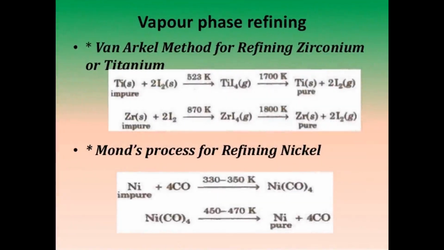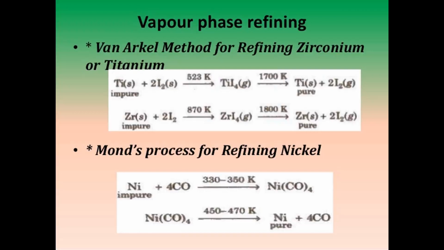Now, the vapor phase method. In this refining process, the metal is treated with a suitable reagent which can form a volatile compound with the metal. Then, when the volatile compound is decomposed, it gives the pure metal. We can understand this method by considering the following processes.